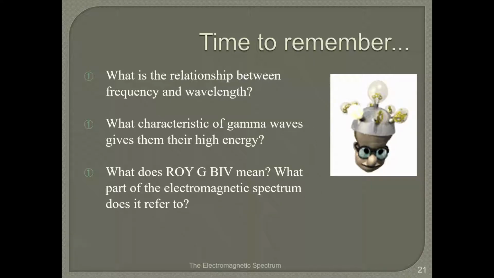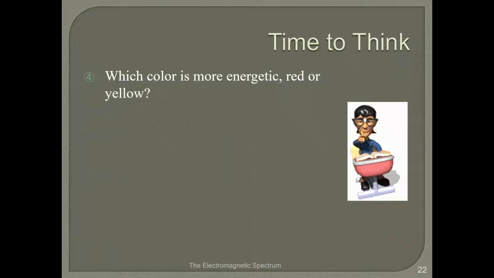Roy G. Biv is an acronym for the colors of visible light. What color is more energetic, red or yellow? Yellow. So I just like remembering the order, Roy G. Biv, and then putting in infrared and ultraviolet. I know that anything closer to ultraviolet has higher frequency, higher energy, and shorter wavelength. And yellow is closer to the ultraviolet.